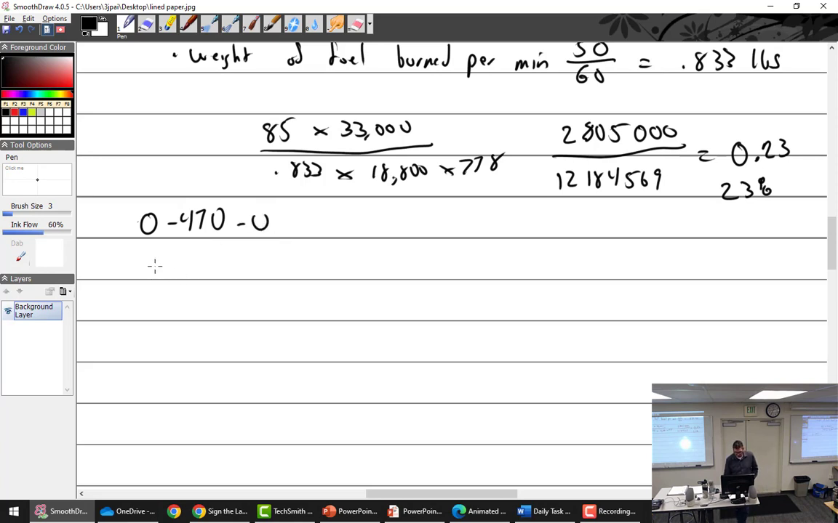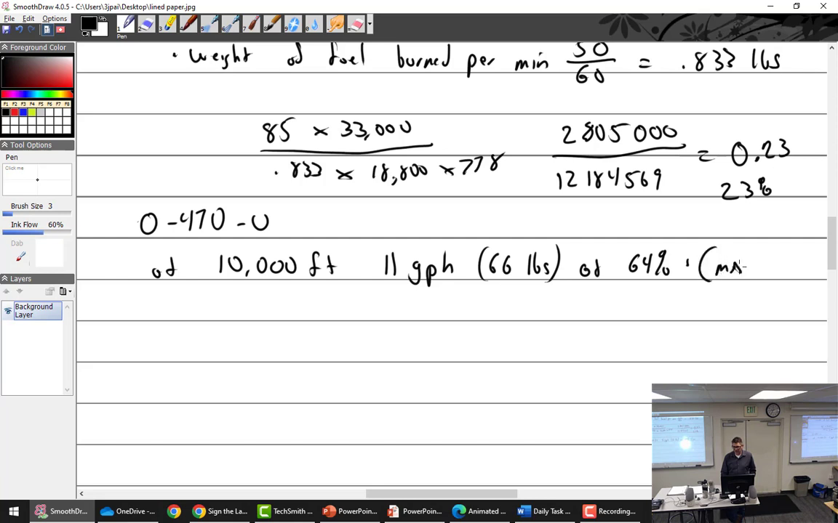I looked at my pilot operating handbook, the POH, and at 10,000 feet, I burn 11 gallons per hour, which would be how many pounds? Okay, that's 66 pounds, because remember, it's 6 pounds per gallon. So I have 66 pounds. And that's at 64% power. My max power is 230 horsepower.